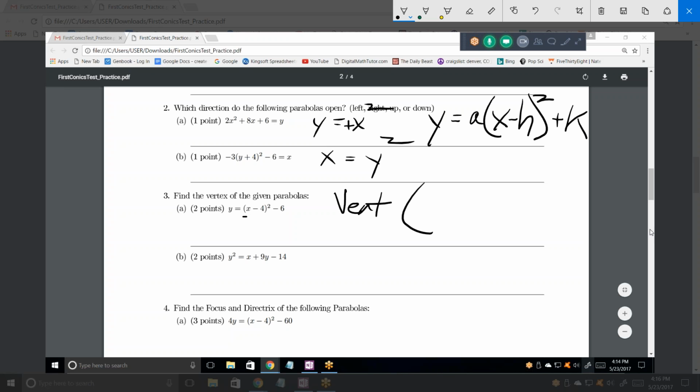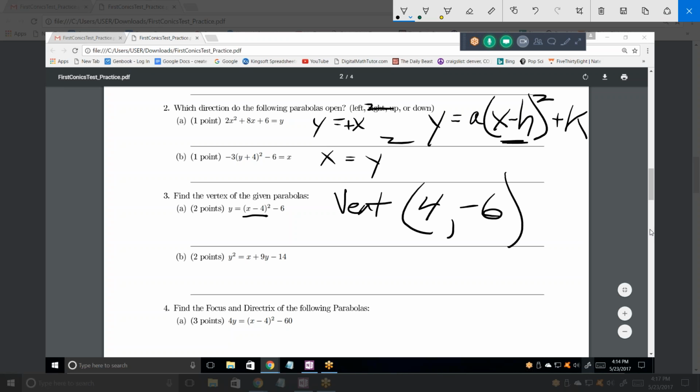What's h? h is -4. Hold on. Or just 4. Plus 4. Yeah, just 4. So 4 with k is -6. There you go. So it's just 4, -6?